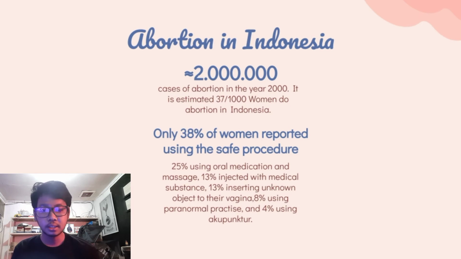And surprisingly, only 38% of women reported using a safe procedure. The other 25% used oral medication and massage, 13% injected themselves with medical substances, another 13% inserted unknown objects into their vagina, another 8% used paranormal practices, and the last 4% used acupuncture. This still happens because of the lack of education in Indonesia.